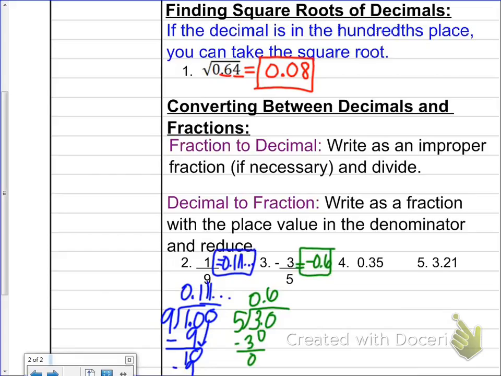Number 4, 0.35. How many decimal places is 0.35? Is it to the tenths, hundredths, thousandths, millionths? What is it? Hundredths. So here's what we're going to do. We're going to write 35 over 100 because it's in the 100ths place. And then we're just going to reduce. What number goes into 35 and 100? 5. 5 goes into 35 how many times? 7. And 5 goes into 100? 20. Can you reduce that any more? No. So your answer is going to be 7 over 20. Okay?